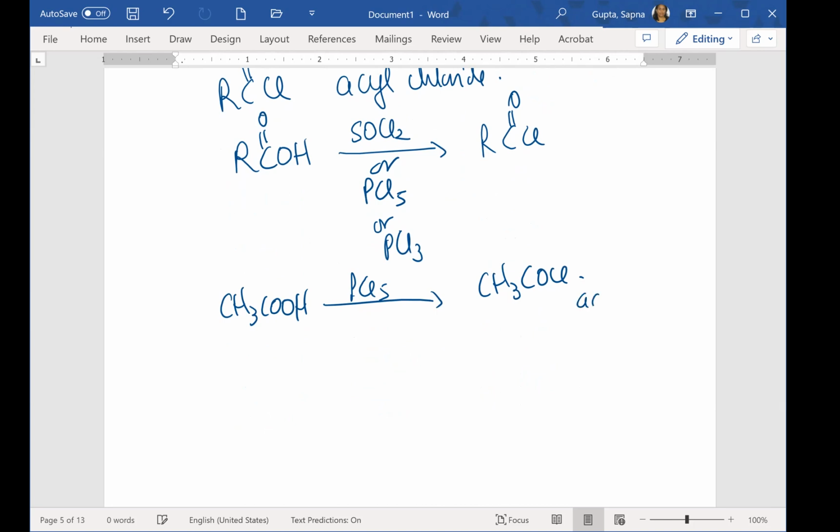Acetic acid will give you acetyl chloride. This is acetic acid. Remember, acet is the CH3CO. So acetic acid and then the acetyl chloride, that's how it's formed. So this is how you form the acyl chloride.